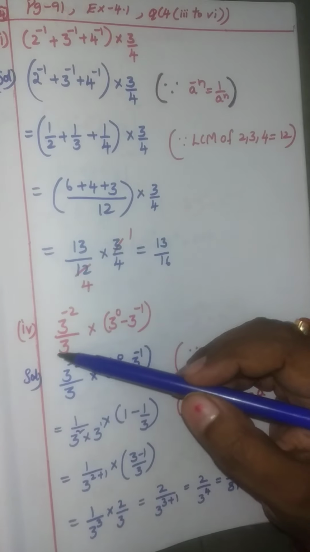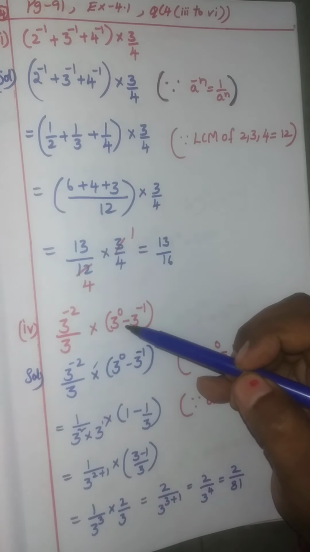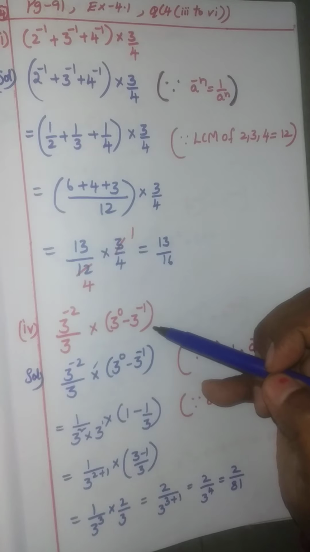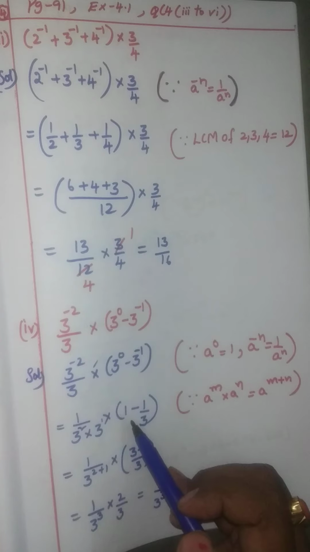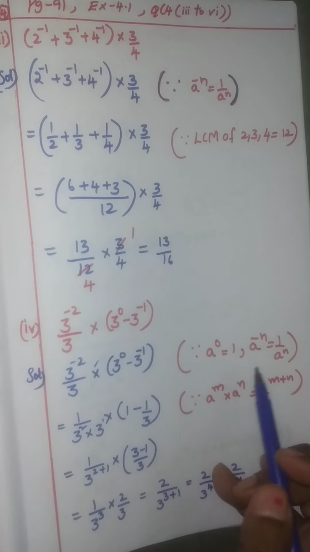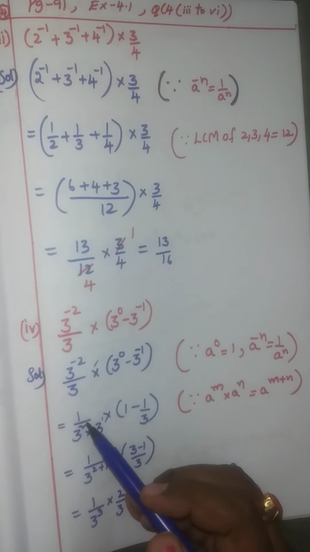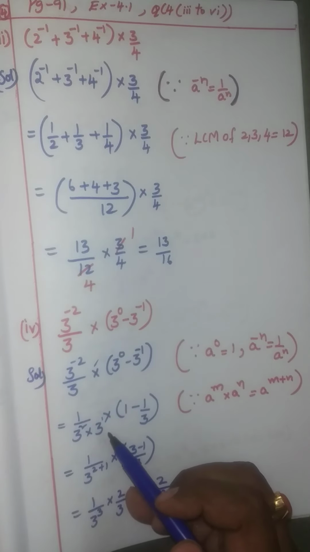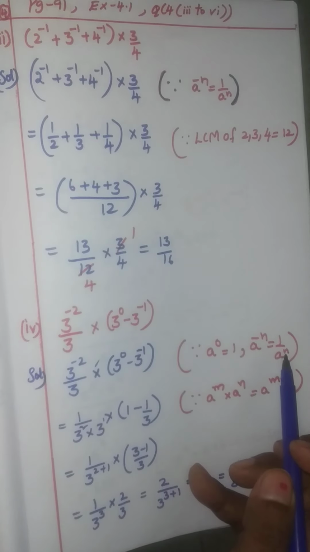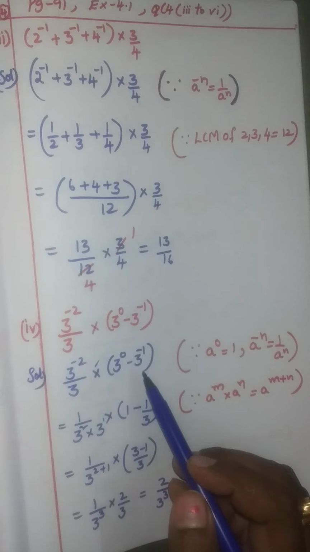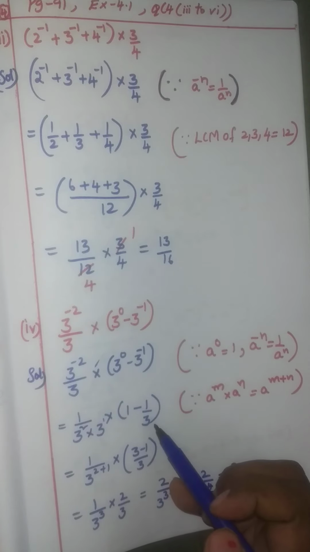Let us see the fourth problem: 3 power of minus 2 by 3, into 3 power of 0, minus 3 power of minus 1. Any number to the power of 0 is 1. And a power of minus n we can write as 1 by a power of n. So 3 power of minus 2 we can write as 1 by 3 square, into 3, into 3 power of 0 which is 1, minus 3 power of minus 1, which is 1 by 3 power of 1.